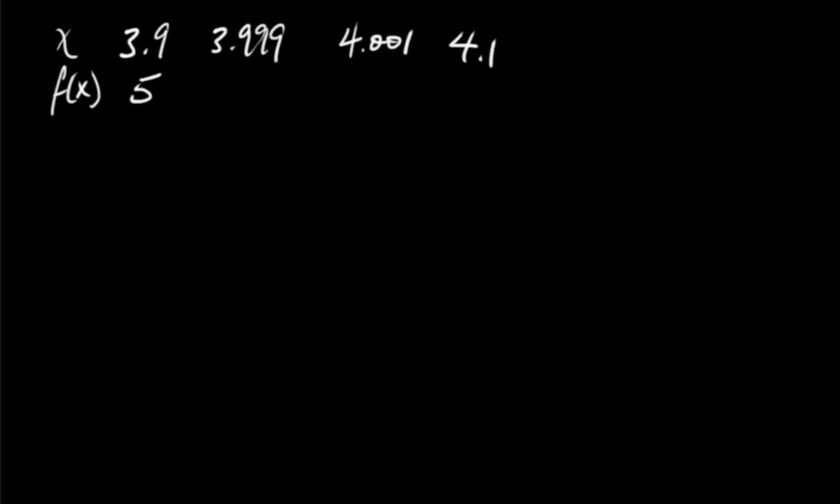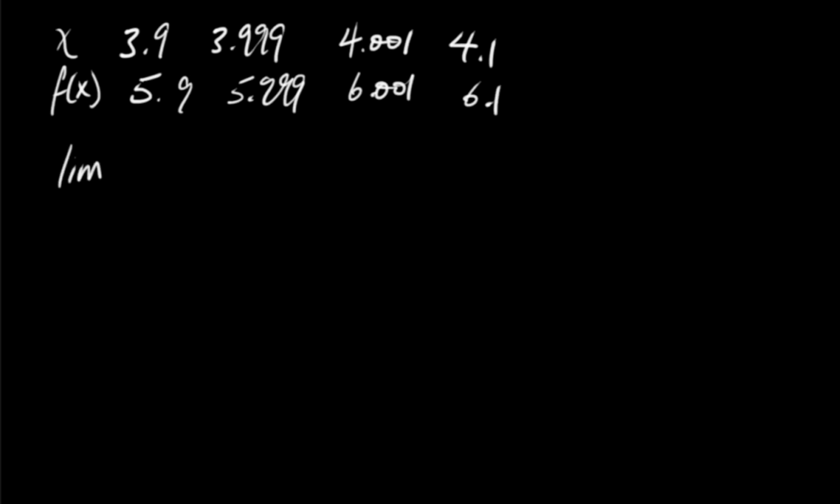So we're going to write x, and then we can write f of x. So we can have 3.9, 3.999, and then we're just going to have 4.001 and 4.1, just to make it easier for you guys. We're going to write 5.9, 5.999, 6.001, 6.1. So now this is our table, okay?